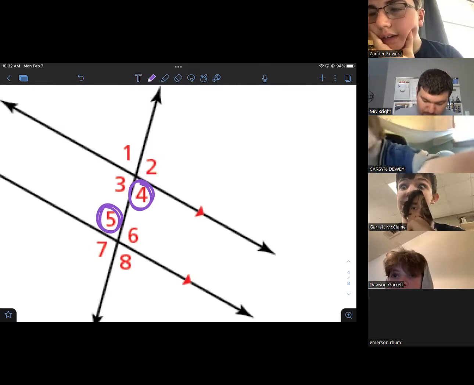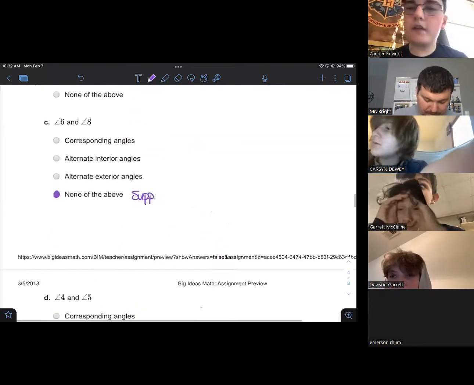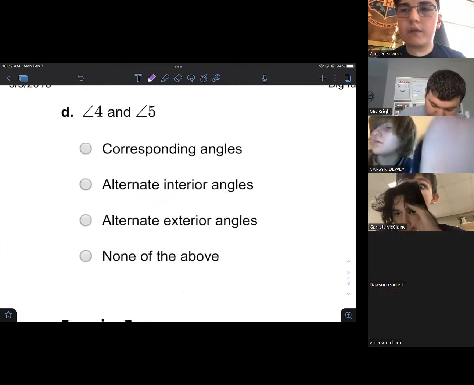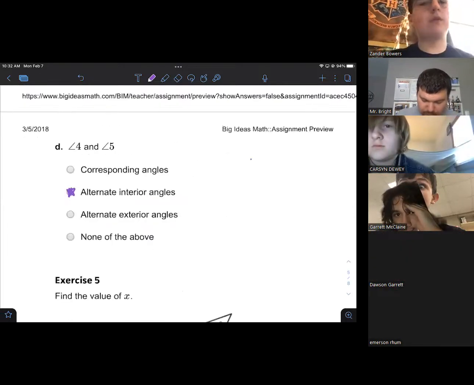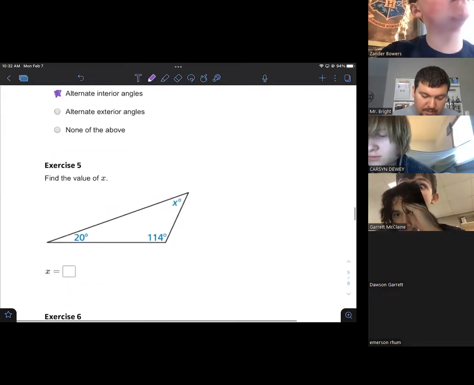Alternate interior. Perfect. Alternate interior. They're inside the parallel lines. Alternate interior is correct. All right, moving on to number 5.